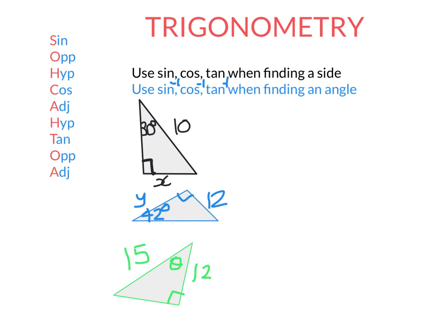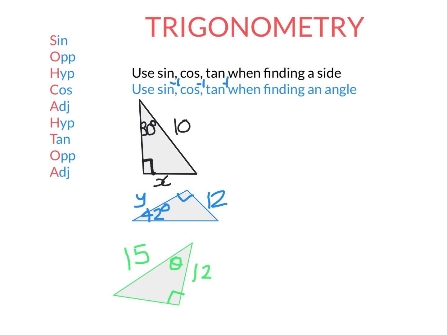So to help us know which of the ratios to use, we have our acronym SOHCAHTOA. You use sine if the question involves opposite and hypotenuse. You use cos if it involves adjacent and hypotenuse, and you use tan if it involves opposite and adjacent. Feel free to put this on your cheat sheet.